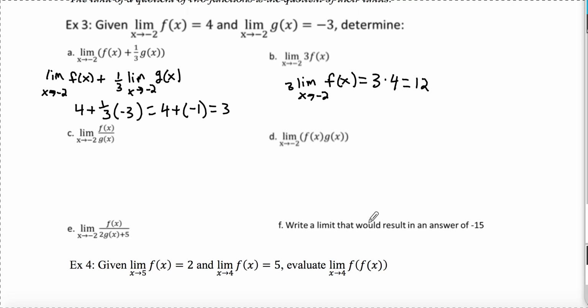All right. So what I would like you to do at this point then, if you could please go ahead and try C, D, E, and F. Pause the video, try C, D, E, and F, and then there will be a question to answer. All right? Go ahead and do that, please.